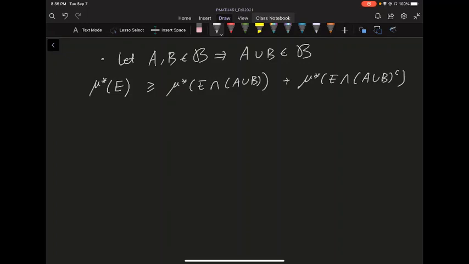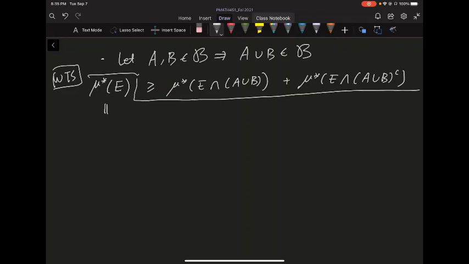So here is what you want to show. All right, so let's start from the left-hand side. Let's look at this mu star E, how can I break it using A and B?